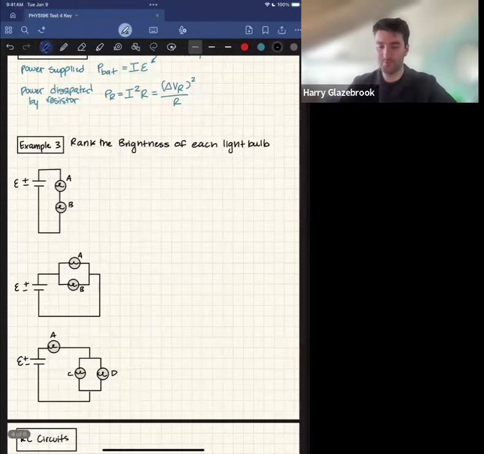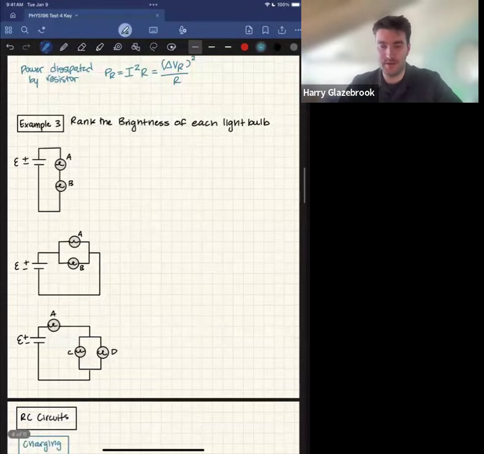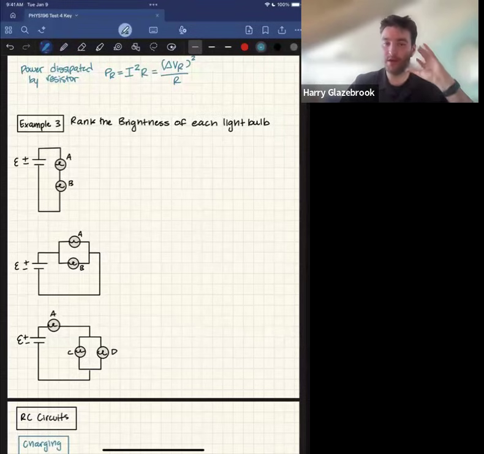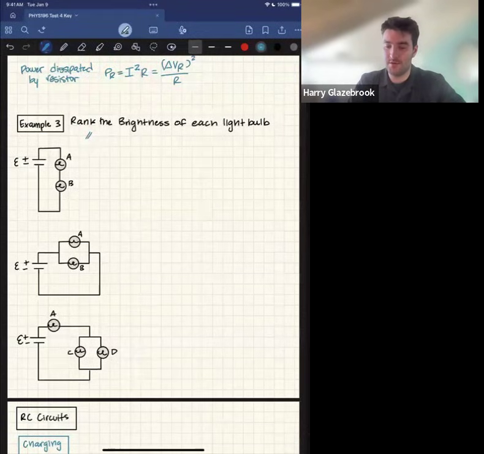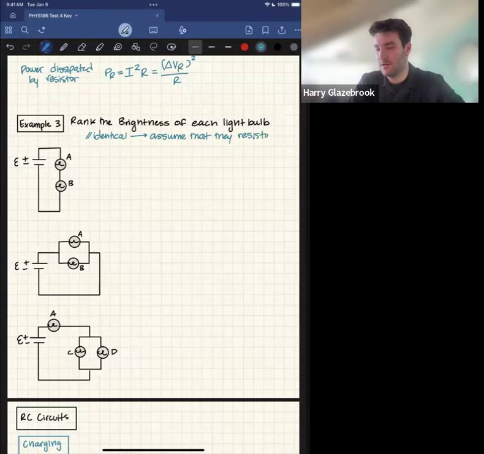So first of all, when you rank the brightness of these light bulbs, you're going to be using power. As soon as you see light bulbs, I want you to think, okay, let me use power. The other thing is these light bulbs are identical, and we're going to assume that they're just resistors. Assume that they are resistors. So they basically just act like resistors, and treating them like resistors makes the math a little bit easier.